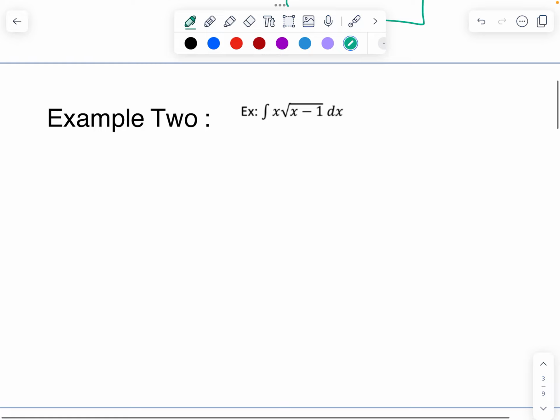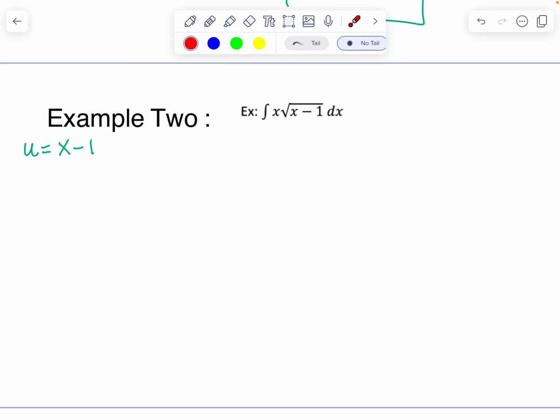Next one is the integral of x times the square root of x minus 1 dx. So again, it's kind of hard to know what you should choose for your inside function. Sometimes you're just going to have to mess around with it, but I'm going to choose x minus 1 because really it is the only option I have. Square root of x minus 1, the derivative of that is not going to help us cross off this x. So we're going to go with this, and we're just going to have to work through it.